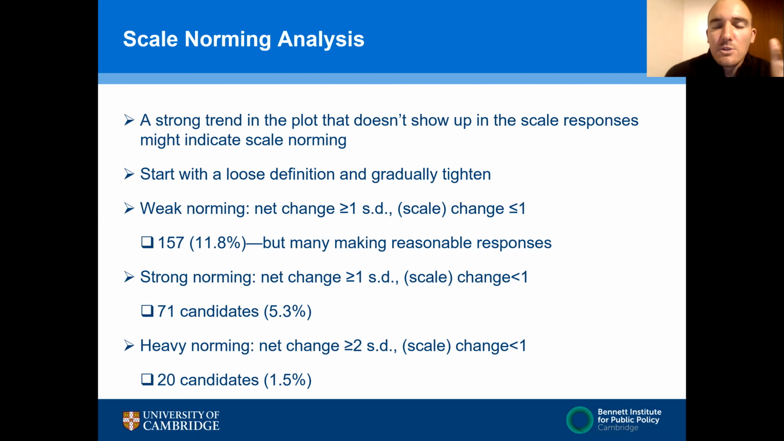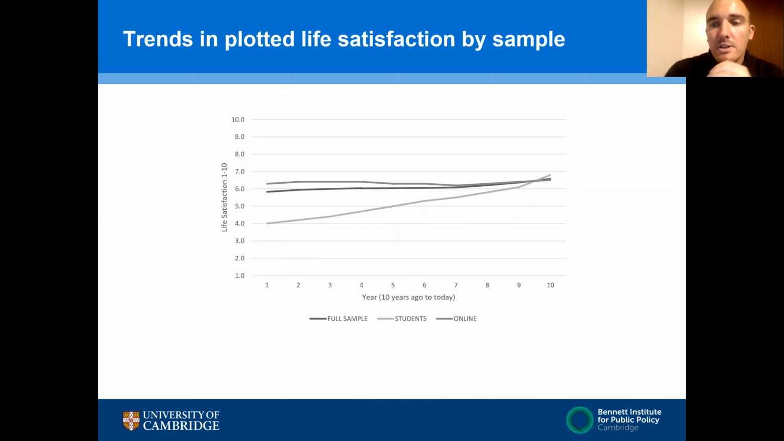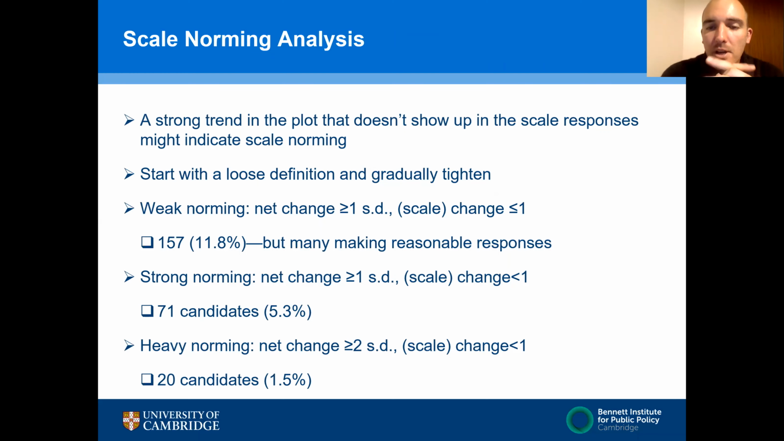So what we do is we start with a loose definition of this phenomenon, and then we gradually tighten it. The first definition is a net change, so a change in the plot of at least one standard deviation, which in the full sample is a 3.5 net change. That's a fairly large change when you consider that the mean is less than one. And then a scale change of less than or equal to one. This is a very loose definition. And even with this very loose definition, we only pick up about 157 candidates, which is only 12% of the sample. And a lot of these people are making very reasonable responses, I should say. So I think this is quite encouraging. Not a lot of scale norming.